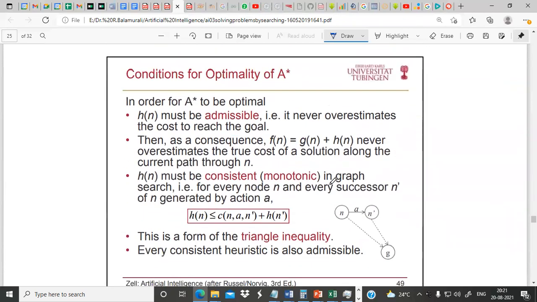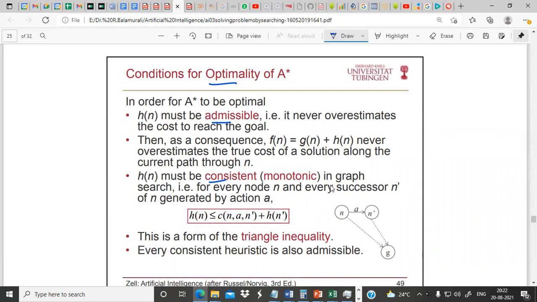So now the question: whether A-star algorithm is optimal or not. A-star algorithm is optimal under two conditions. If h of n is admissible, then A star algorithm is optimal. And if h of n is consistent, that is, if h of n is admissible and consistent, then A star is optimal.